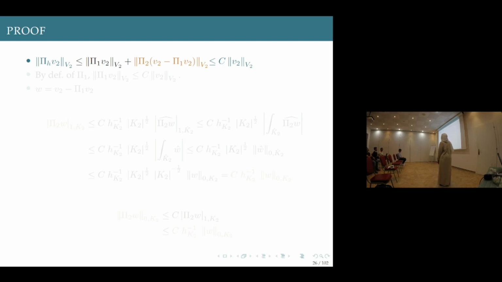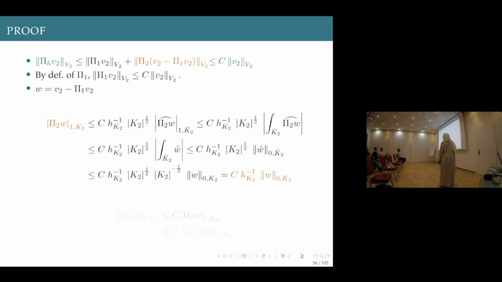The first condition, we want to prove that the H1 norm of pi h v2 is bounded by the H1 norm of v2, using the definition of pi h as a linear combination of pi 1 and pi 2, and the triangular inequality. We have two pieces. The first piece is very trivial and direct, because by definition pi 1 is a Clement operator, so it directly satisfies this. So what we need to prove is that this part in here is bounded by the H1 norm of v2. Again, we will write w for short notation.